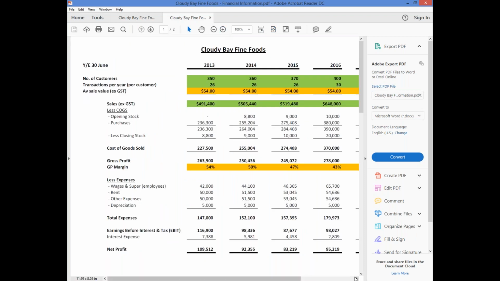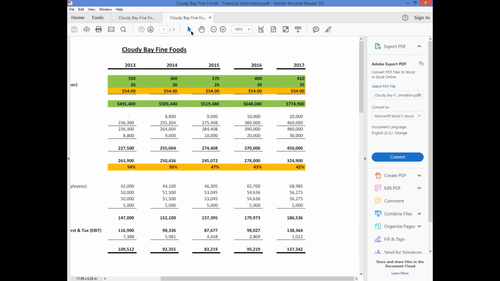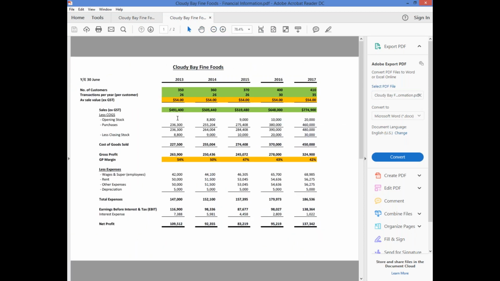Expand them slightly. We can see that her sales have actually grown. She started off in 2013 and her sales were 491,000, and now they're 775. She's grown the business really, really well, and she's done that by growing her customer base from 350 to 410, and the number of times they're transacting with her from just over 2 times a month to just under 3 times a month.